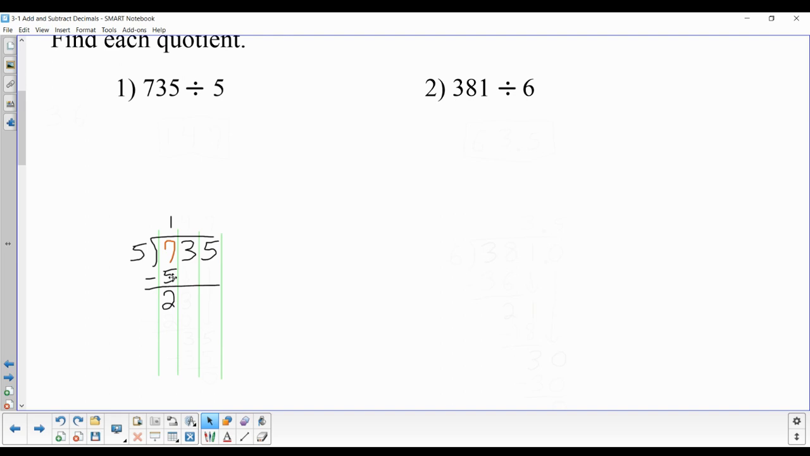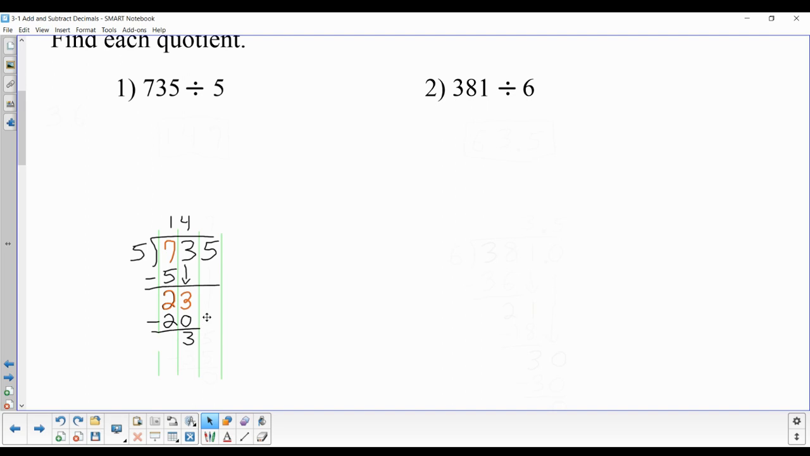Once you have that, you go to the next place value, you bring down the next number, the 3. Then how many times can 5 go into 23 without going over? 5 can go into 23 4 times because 5 times 4 is 20. And then you subtract again. 23 minus 20 is 3, which is less than 5, which is what we're looking for.